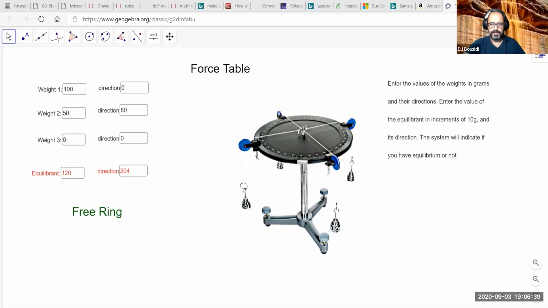Okay, that's one thing. This is how the force table looks like. If you walk into the lab tomorrow and you see something like this, you know exactly what lab that is. This is the force table.